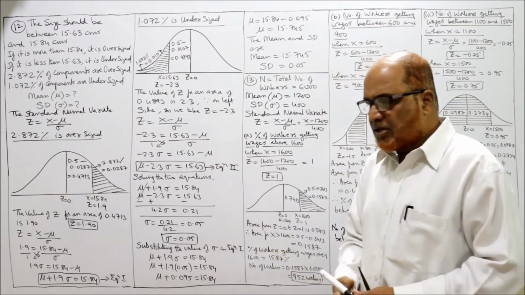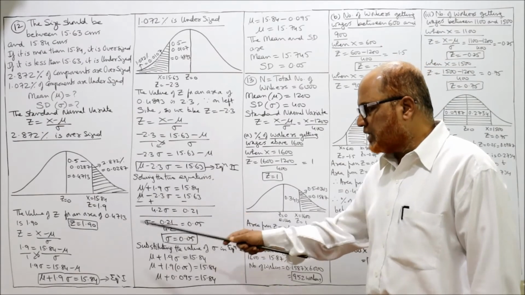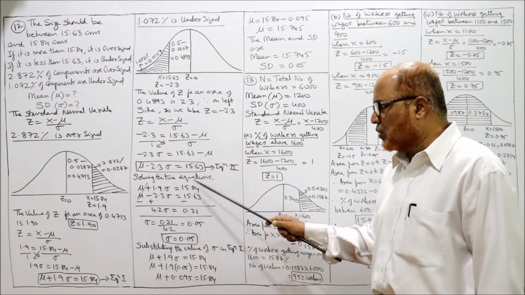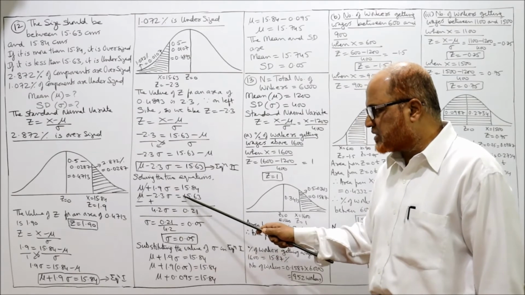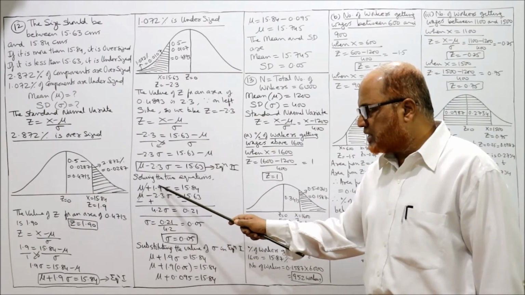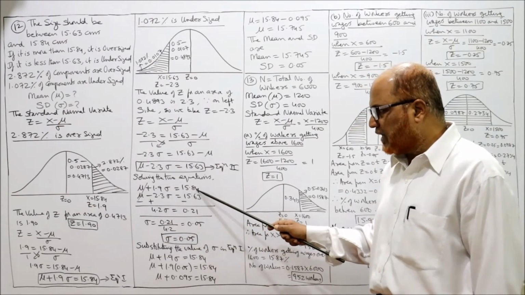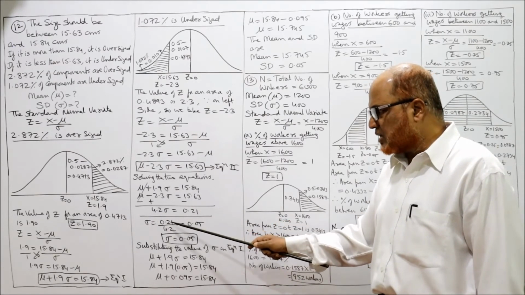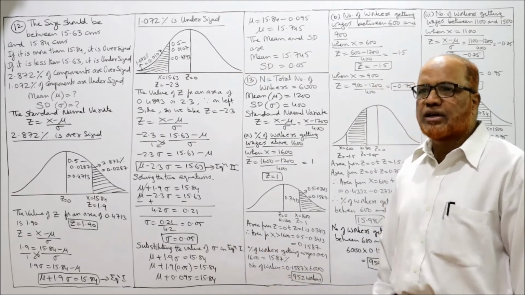Right? Solving the two equations: mu plus 1.9 sigma is equal to 15.84, and mu minus 2.3 sigma is equal to 15.63. Change the sign, plus will become minus, minus will become plus. Plus mu minus mu will get cancelled. Plus 1.9 plus 2.3, you will get 4.2 sigma is equal to 15.84 minus 15.63, 0.21. Sigma is equal to 0.21 divided by 4.2, you will get 0.05. So sigma is equal to 0.05.